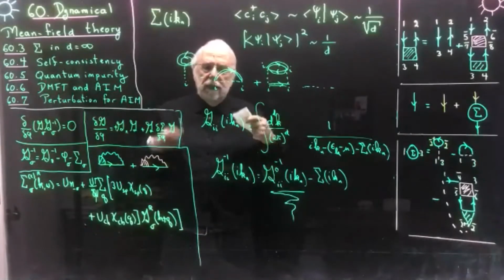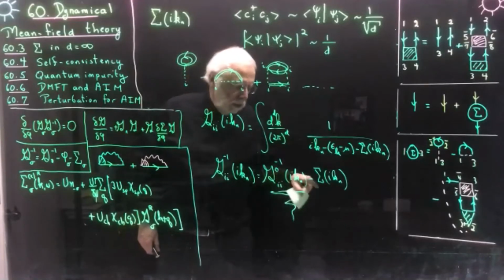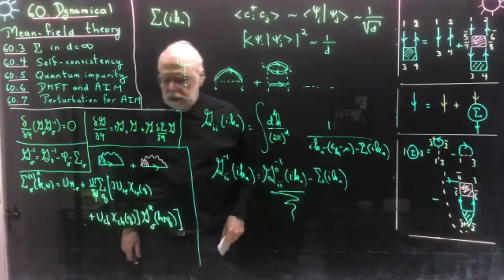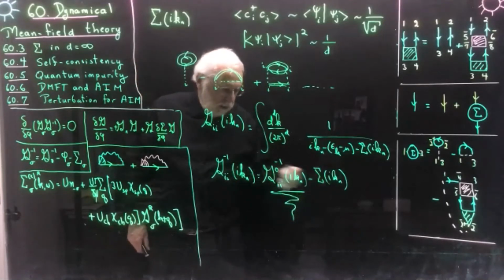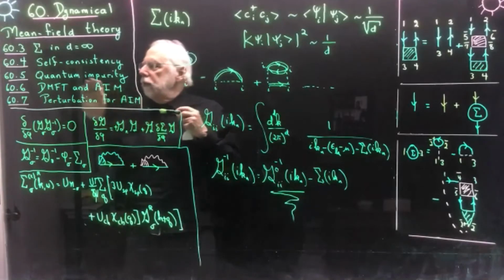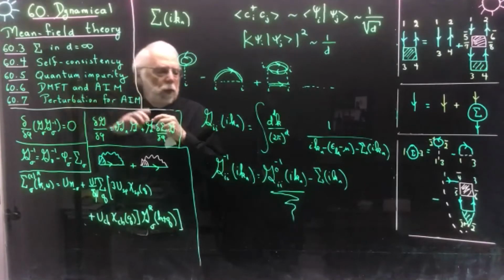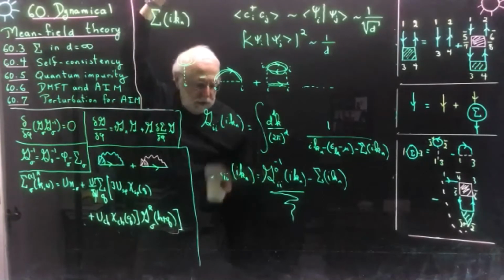But in practice, what we have is a non-interacting Green's function, this G0. And as I said, it's not obvious that we can write it like this, but I will show you that we can. And the way is to look at this so-called quantum impurity model, or Anderson impurity model.